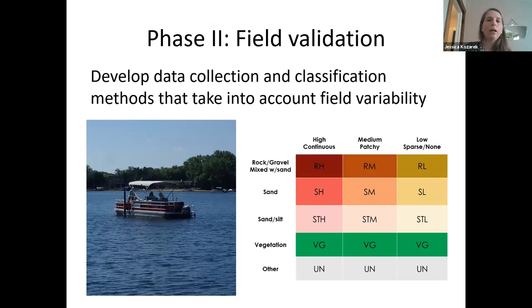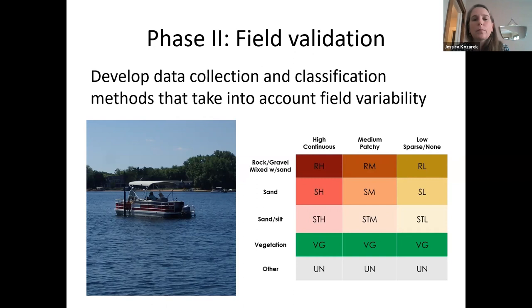So we're currently in phase two, and this is the field validation phase. The goal of this phase is to develop data collection and classification methods that take into account this field variability. So we have a greater range of substrate types and a greater range of mussel densities, as well as things like vegetation that could be present in the field that could interfere with our ability to collect quality multibeam sonar data.